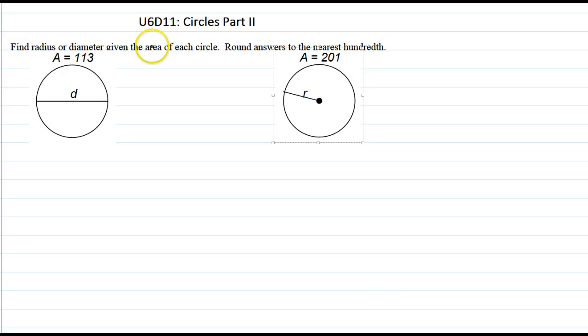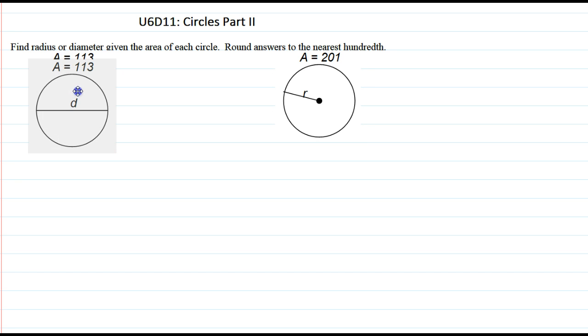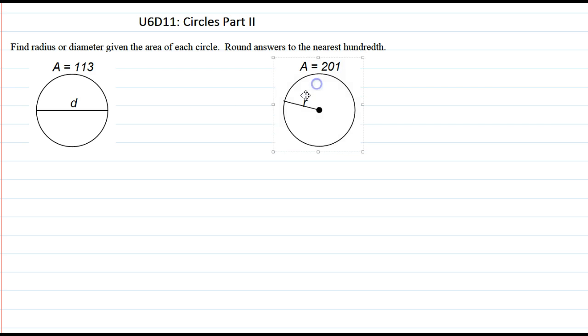Alright, we're going to look at some circles again. It says find the radius or diameter given the area of each circle. Round your answers to the nearest hundredth. We'll talk about that as we do the problem.